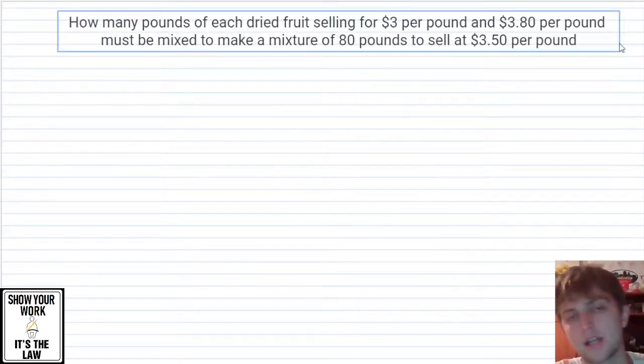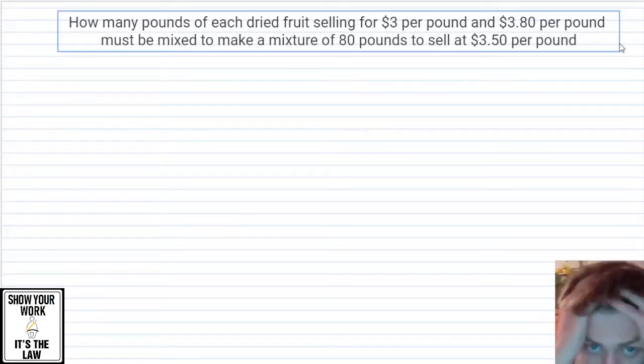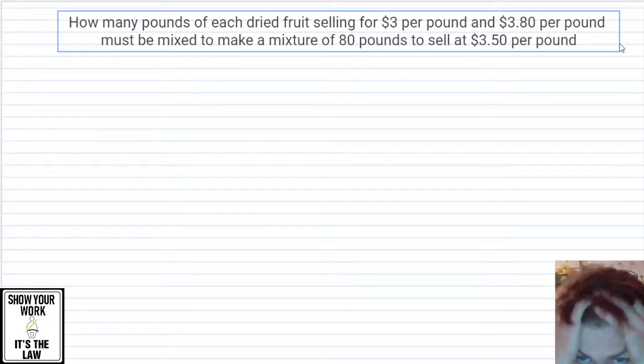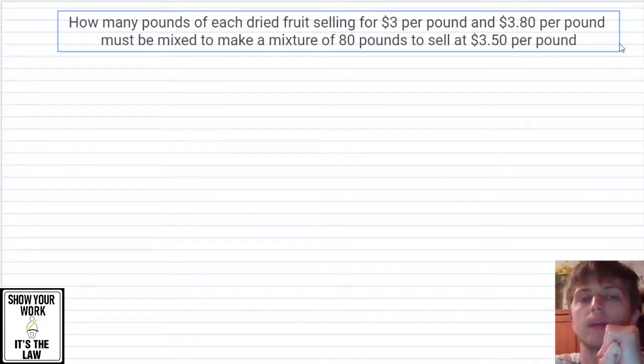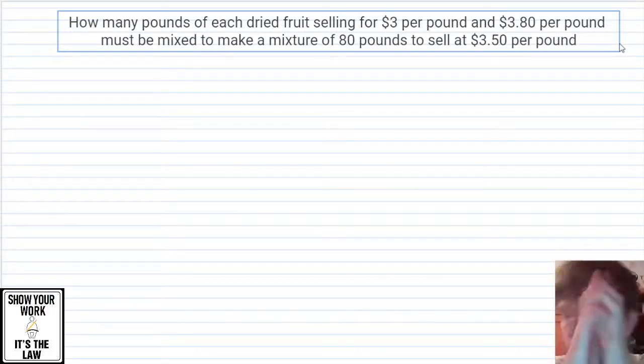All right, we got a complicated one. How many pounds of each dried fruit selling at $3 per pound and $3.80 per pound must be mixed to make a mixture of 80 pounds to sell at $3.50 per pound? All right, what are our knowns? What are our unknowns? Unknowns, we got 2 types of fruit. Let's call them apples and bananas so we can use A and B.